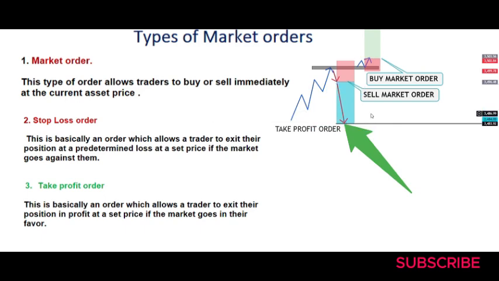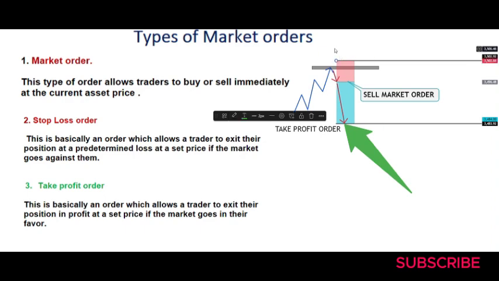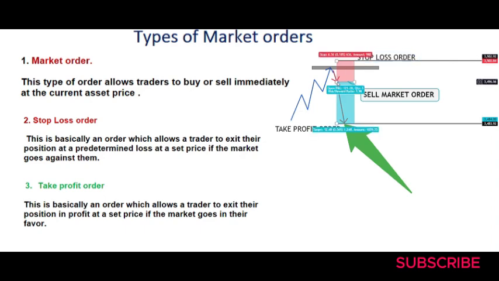A stop loss order would be the opposite of the take profit order. Let's say you have placed your sell order and you don't want to lose so much money beyond a certain price. So you set your stop loss order just above the resistance there. So this would be a stop loss order. This is basically you telling the broker to exit your position at a loss should the price go against you and hit that particular price in the future.